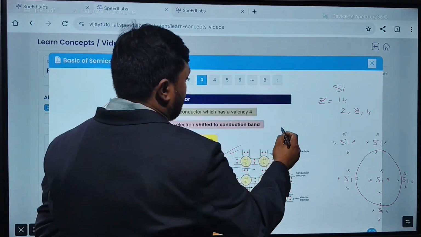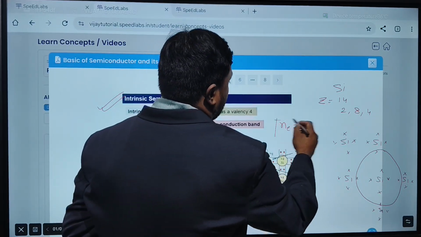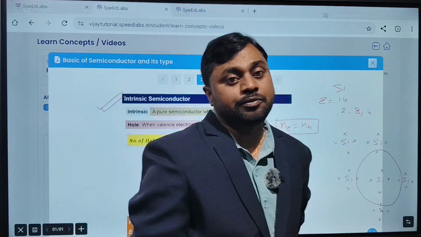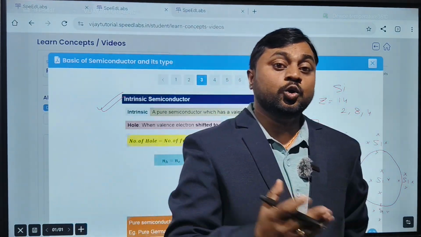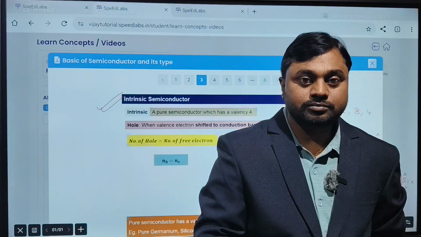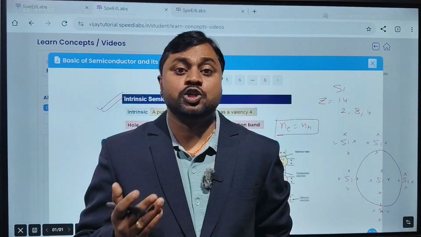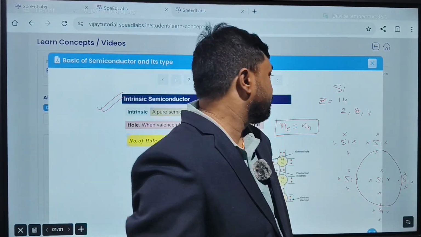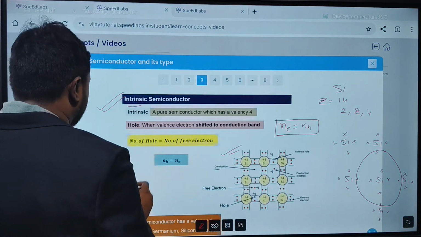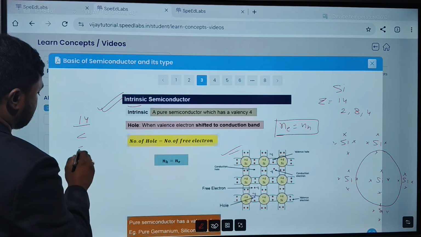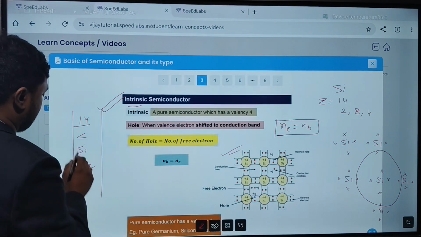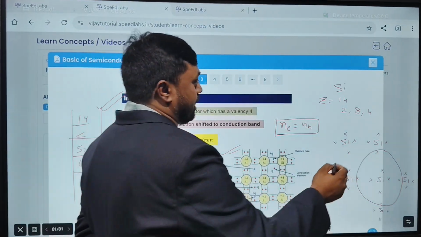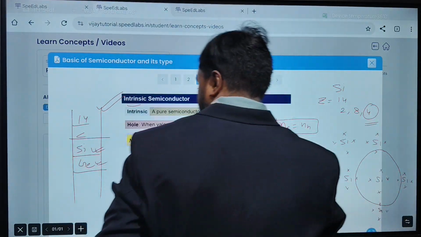In this case, the number of electrons and the number of holes are the same. The conductivity of a pure or intrinsic semiconductor is less. To increase the conductivity of this semiconductor, we dope it with some impure atoms. The process of adding impure atoms is called doping. So we dope with trivalent atoms and pentavalent atoms. When we talk about the pure semiconductor, they are group 14 elements of the periodic table: carbon, silicon, germanium. Silicon and germanium are semiconductors. They are tetravalent because the valence electron count is 4.